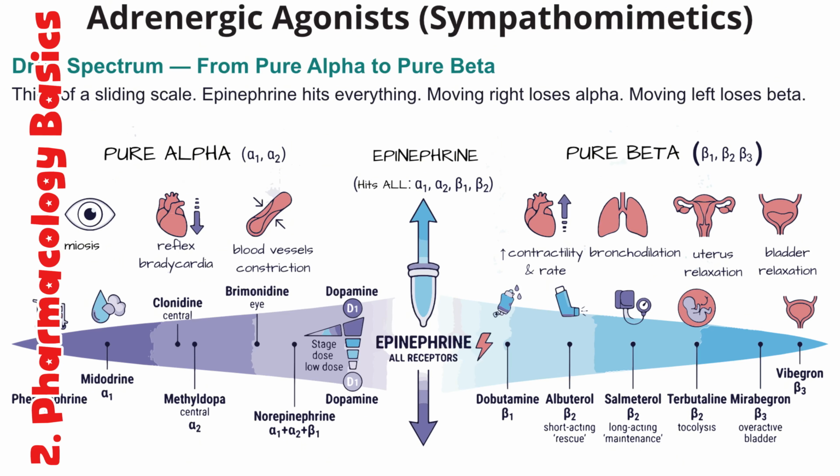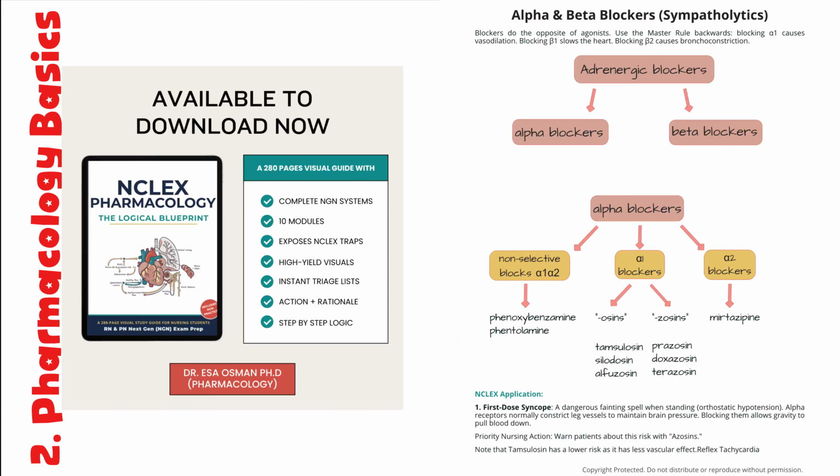Dopamine's effects are entirely dose-dependent, moving through 3 distinct zones as the dose climbs. Low dose stimulates D1 receptors in the kidney to boost renal perfusion. Moderate dose stimulates beta-1 in the heart to boost cardiac output. High dose shifts to alpha-1 and causes systemic vasoconstriction.